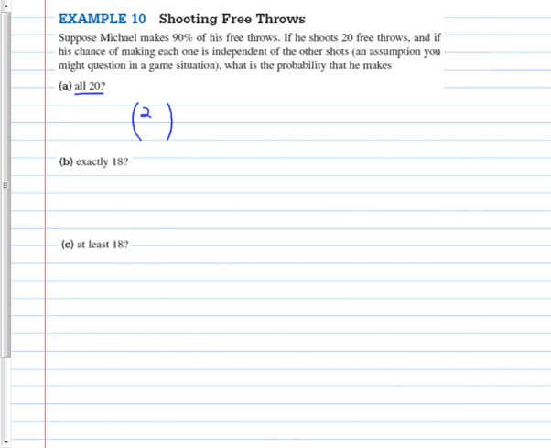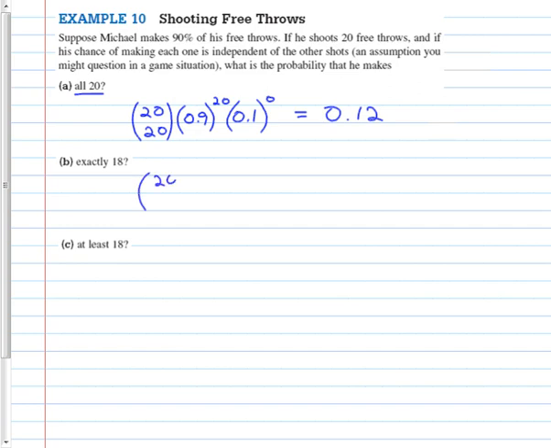20 choose 20 times 0.9 raised to the 20th times 0.1 raised to the 0 power. 20 choose 20 is 1. Anything to the 0 is 1. So all you have to do is 0.9 to the 20th power. What's the answer? 0.12. Oh, that's higher than I thought. He's got a 12% chance that he makes all of them. Well, he's a 90% free throw shooter, so that's pretty good.